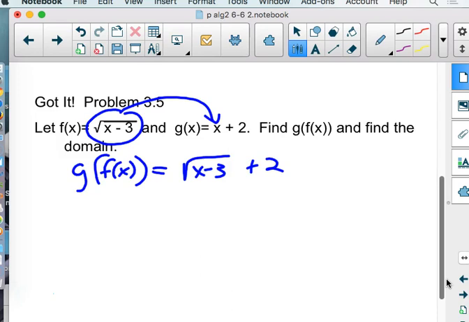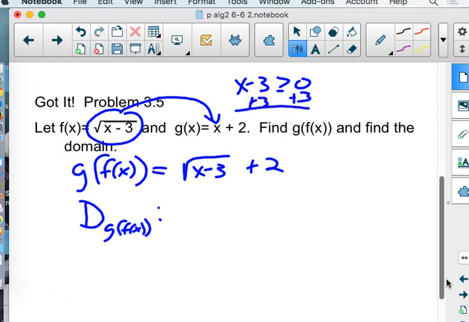Except for this part. The domain of g of f equals. Which one went into the other one? f went in. Uh-oh. That's a square root. So, with square roots, x minus 3 is going to have to be greater than or equal to 0. Because if it's not, then we are doing imaginary stuff. You know, if it came out to -1, we'd have to put, well, that's i. But we can't do that. So x minus 3 has to be greater than or equal to 0. We just solve that by adding 3. x has to be greater than or equal to 3. There's our domain.